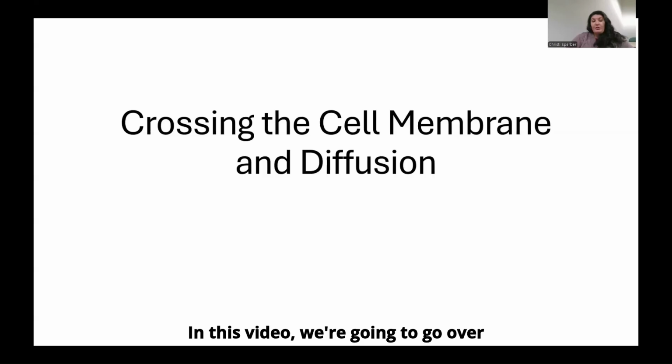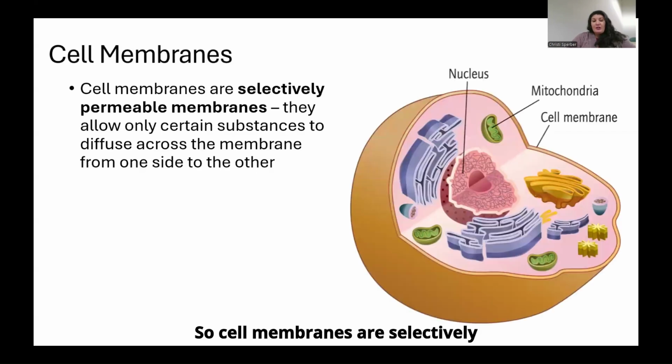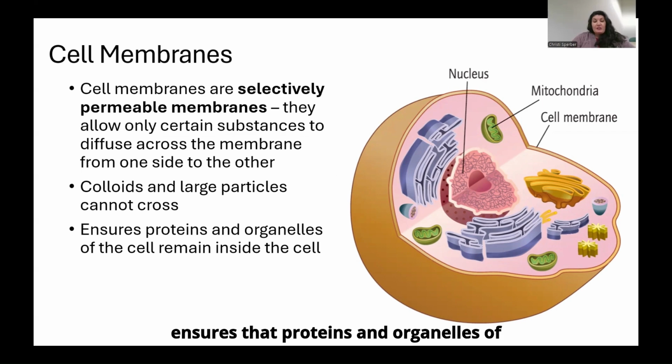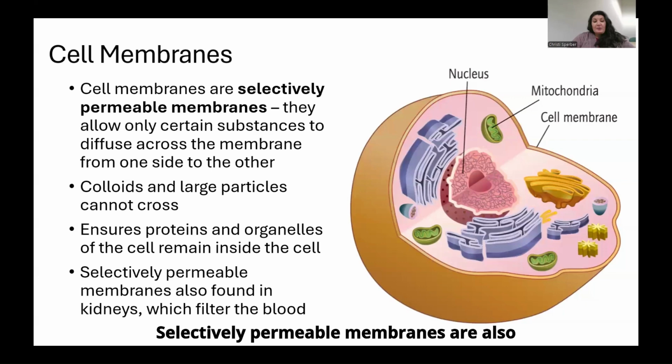In this video, we're going to go over crossing the cell membrane and diffusion. Cell membranes are selectively permeable membranes, which means that they allow only certain substances to diffuse across the membrane. Colloids and large particles cannot cross the cell membrane. This ensures that proteins and organelles of the cell remain inside the cell. Selectively permeable membranes are also found in the kidneys, which filter the blood.